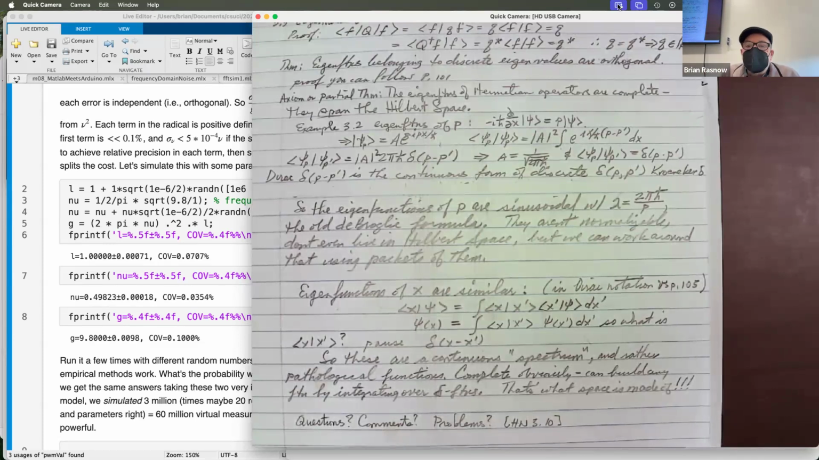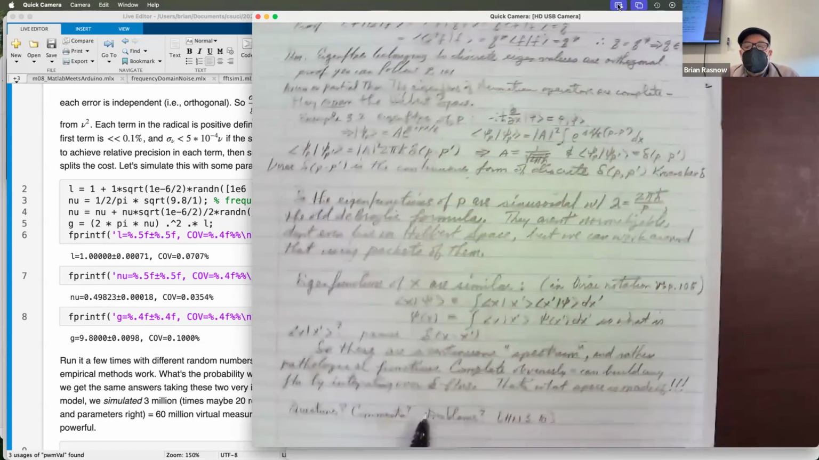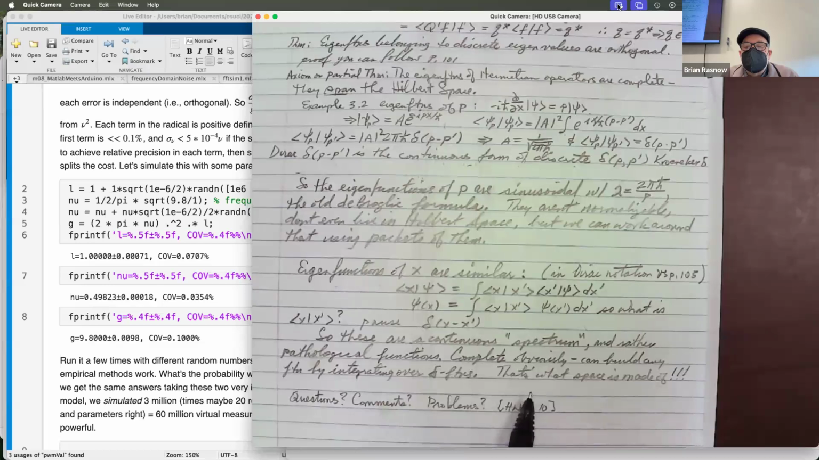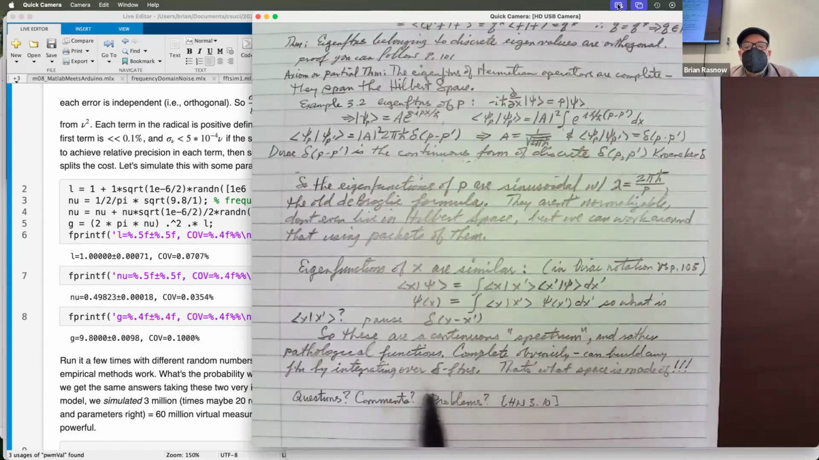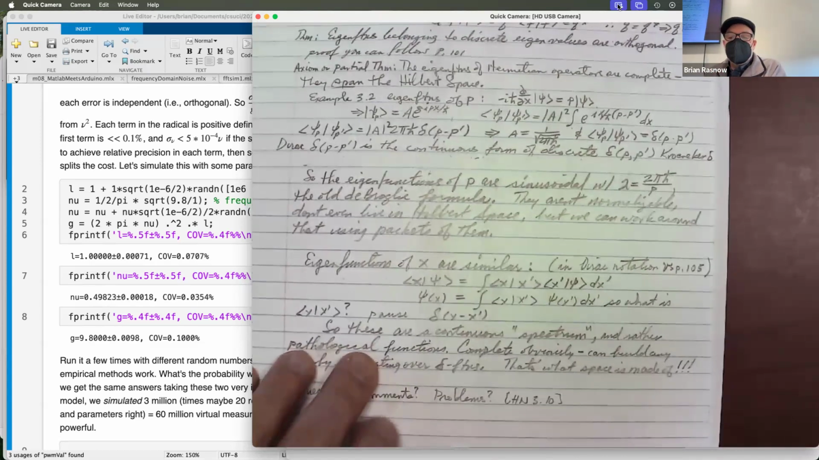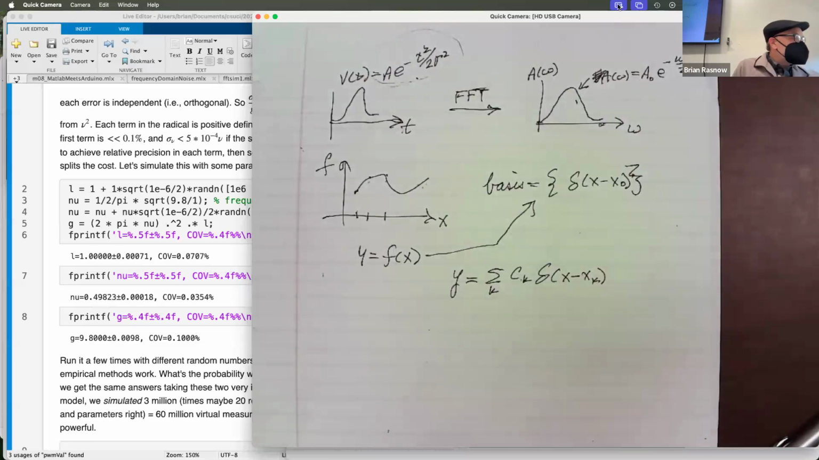And so, yeah, the free particle is really sort of pathological. Anyway, these delta functions are what space is made of. It's sort of like, whoa. And so that's that.